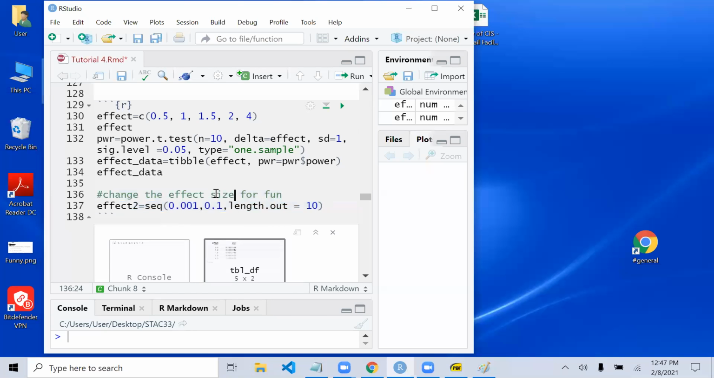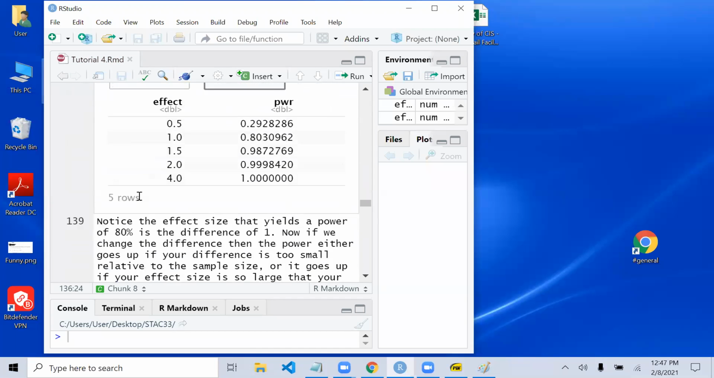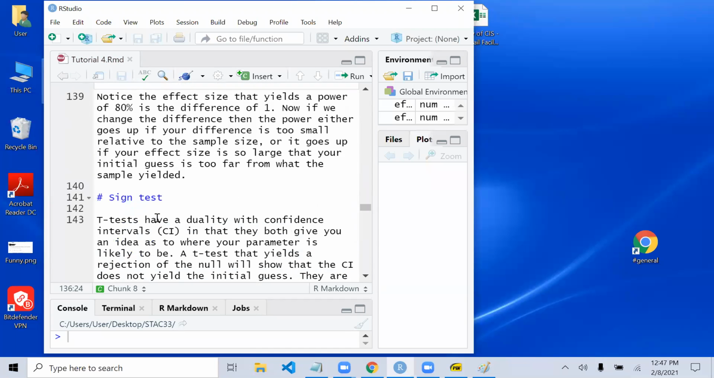When your effect size is very small, you will see that you're almost never going to reject the null hypothesis, right? So this is an interesting thing to do for fun. It substantiates your theories, right? We have this working theory, and why is it true? We can simulate these ideas and find out. But the last topic of your assignment next week is the sign test.